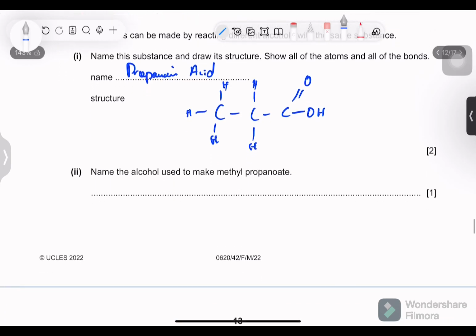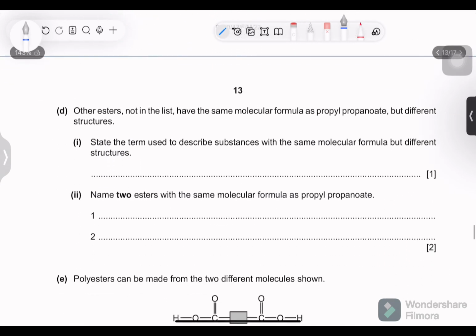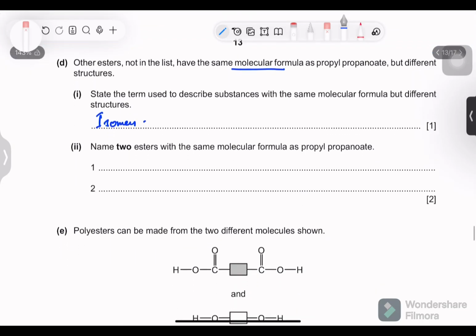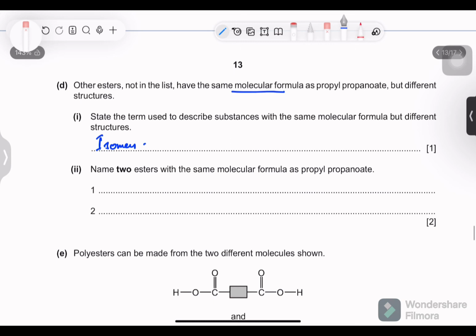Name the alcohol used to make methyl propanoate. Propanoate is the acid part, methyl is the alcohol part, which will be methanol. Next, other esters not in the list have the same molecular formula as propyl propanoate but different structures. State the term used to describe substances with the same molecular formula but different structures. Isomers. This definition can also come. They might ask you what are isomers. This is the exact textbook definition: substances having the same molecular formula but different structural formula.